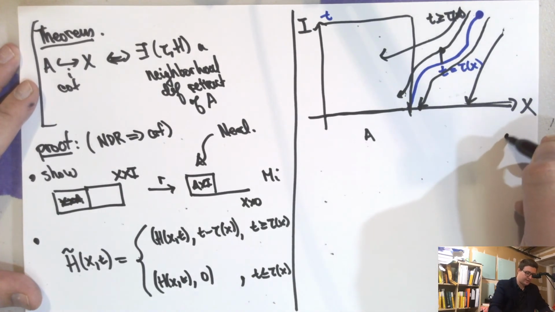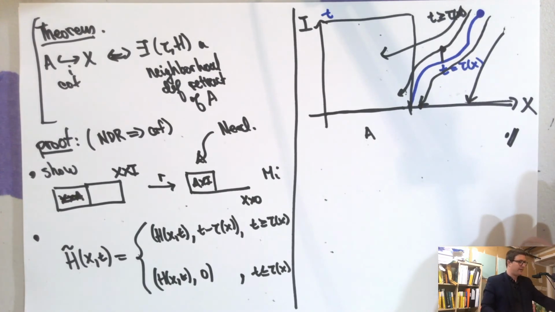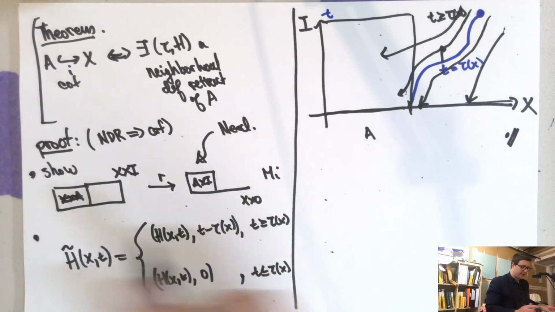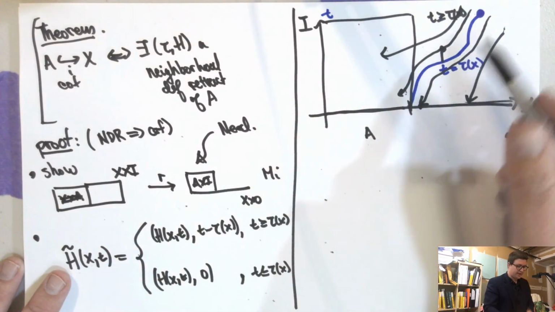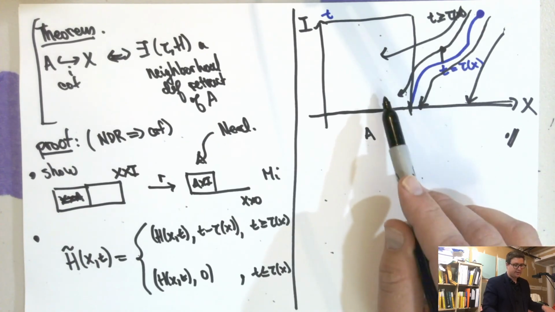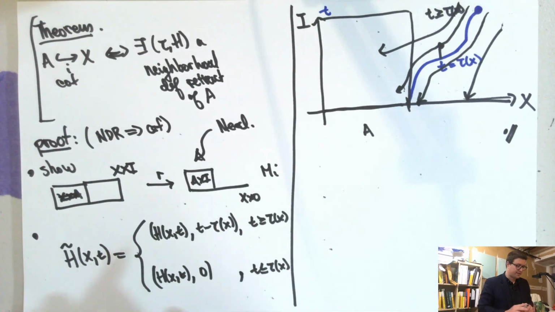Okay, and so that is all I want to say about that. Really, the idea of the converse is to take a homotopy and then define some sort of minimal distance to A. Okay, and that's all I'm going to say about that.